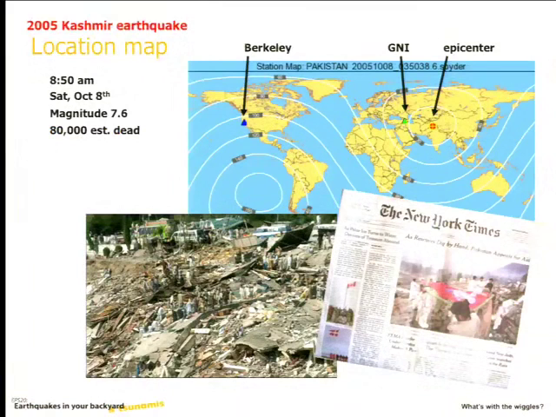This was a big earthquake in Pakistan a number of years ago. So the earthquake epicenter is right here. And then I'm going to show you data from station GNI, and then Berkeley, of course, is all the way over here. I'm not going to show you data from Berkeley, but I'm going to show you some data from station GNI, which is in Turkey, right here.